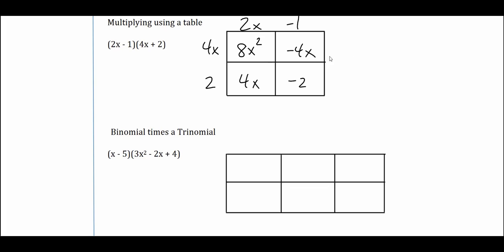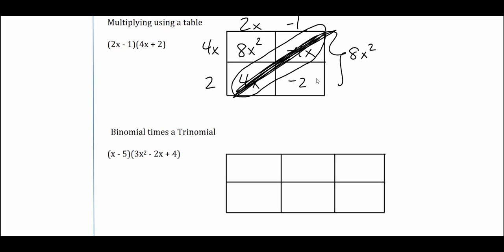Now, when I take all of this stuff out, I combine terms. Usually in this diagonal are terms that I will be able to combine. The other two I will not. So 8x squared I can't do anything with. That's done. -4x and 4x cancel to become 0, minus 2. There is my answer. Okay? It's the only way your answer can be written.